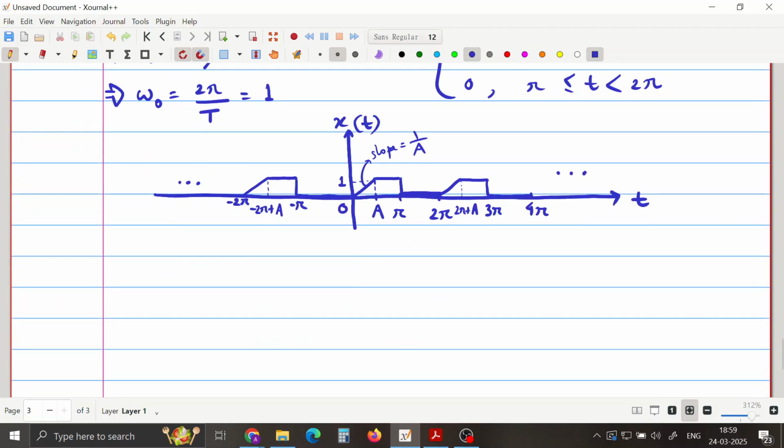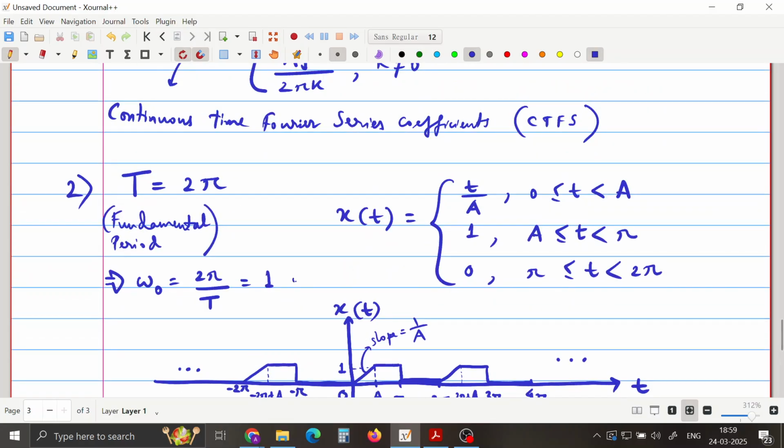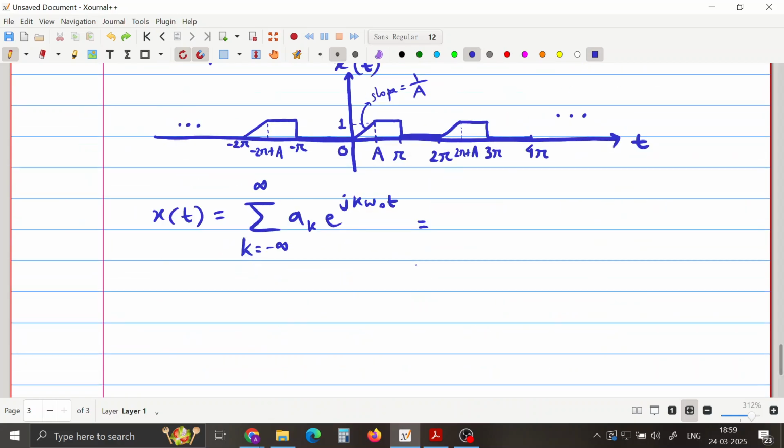Now we need to find its exponential Fourier series representation, which is given by x of t equals summation k running from minus infinity to infinity a k e power j k omega naught t. We have already calculated omega naught, it is equal to 1. So this will be summation k from minus infinity to infinity a k e power j k t, because omega naught is 1.